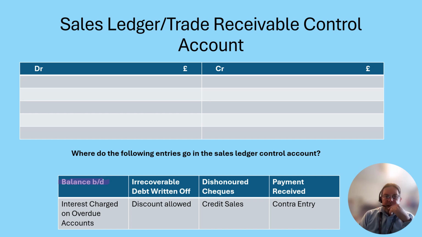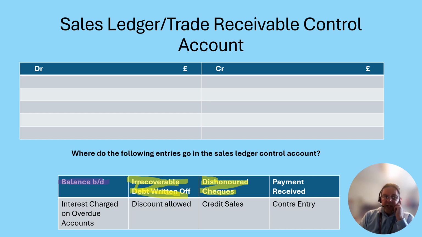I'm going to change my color here because that purple didn't show up very well. Let's see what yellow does. That's a little bit better. So an irrecoverable debt written off, will that increase or decrease the amount of money that we're owed? So an irrecoverable debt written off will clearly decrease, so we'll pop it on the credit side of the sales ledger control account. One that's frequently incorrectly entered is a dishonored check.